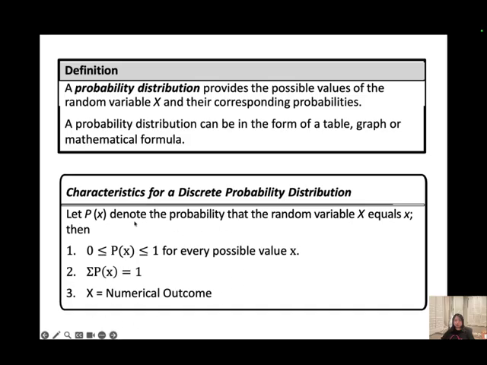Let P of x denote the probability that the random variable X equals x. Then the probability of x has to be between 0 and 1 for every possible value of x. When you add up all the probabilities, it has to equal 1. And x has to be a numerical outcome. One more time, these 3 requirements. Once it fulfills these 3 requirements, we call this a probability distribution.